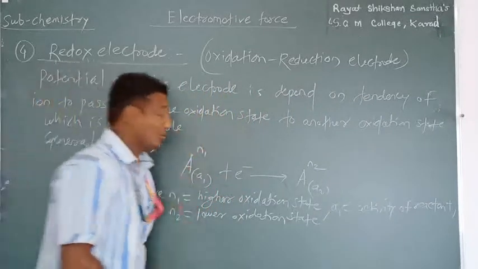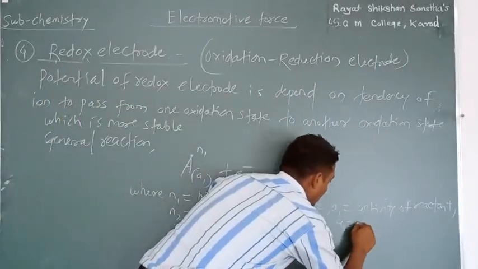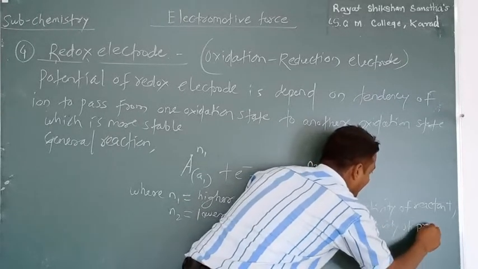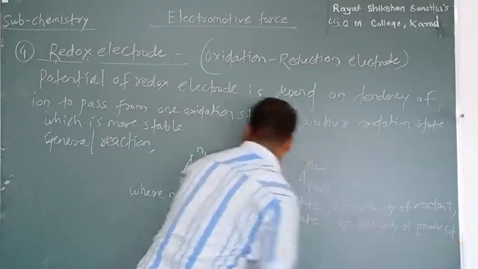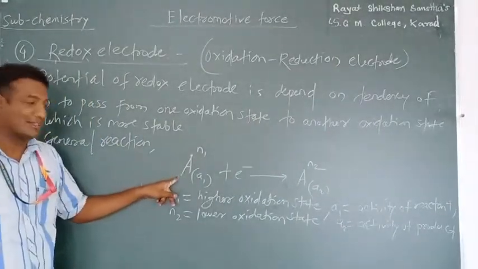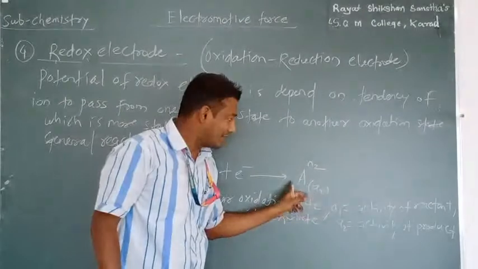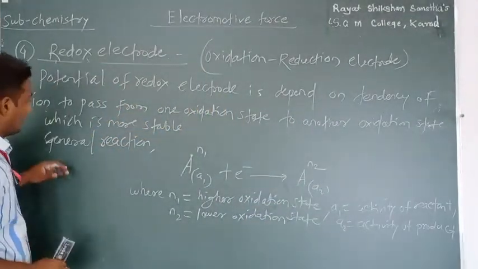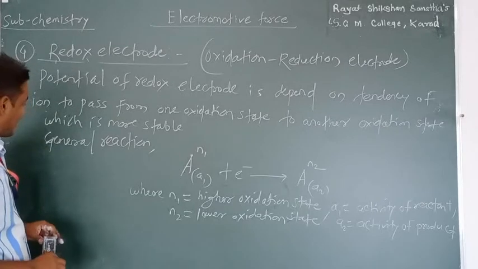What about A2? Activity of product, isn't it? A1 is activity of reactant. This is the reactant. A2 is activity of product. Okay, so this is about the general reaction.